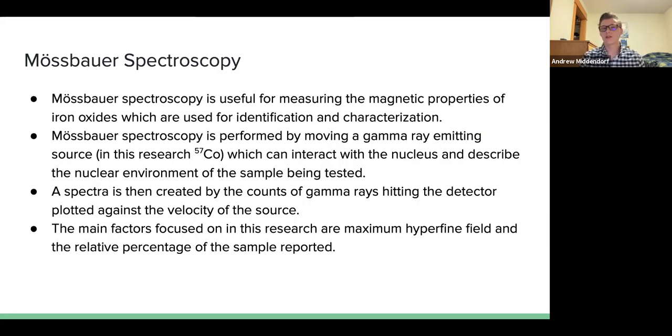So the first technique that we used to evaluate our samples was Mössbauer spectroscopy. And this is important when you're evaluating iron oxides as it provides a lot of magnetic properties that can be used to identify and characterize the different samples.